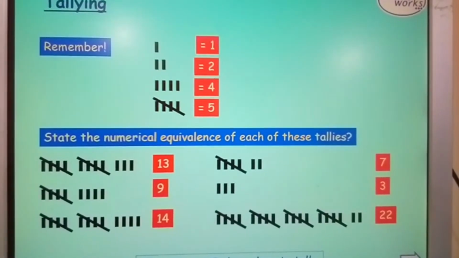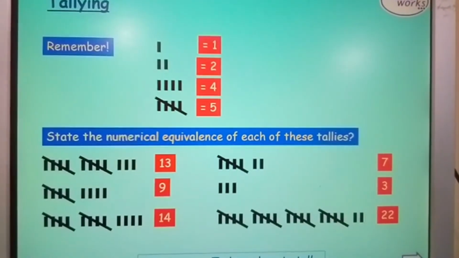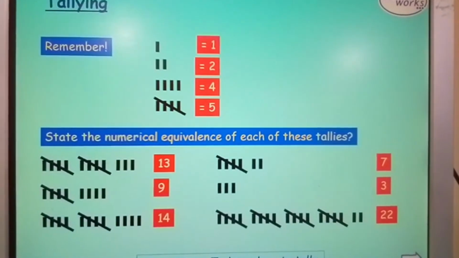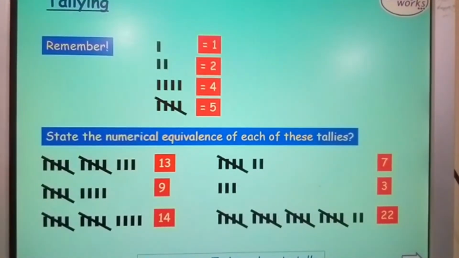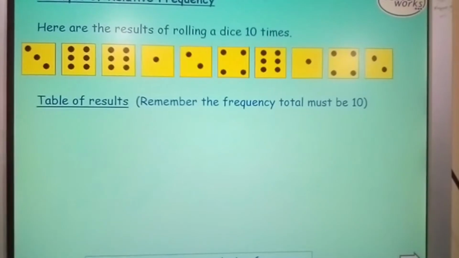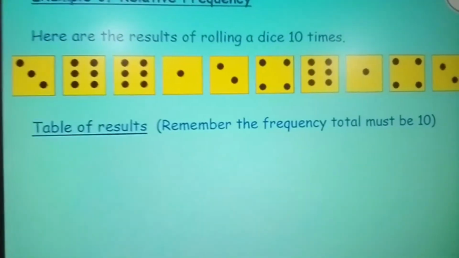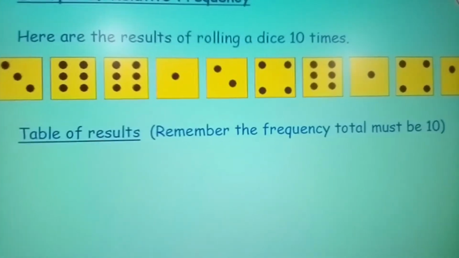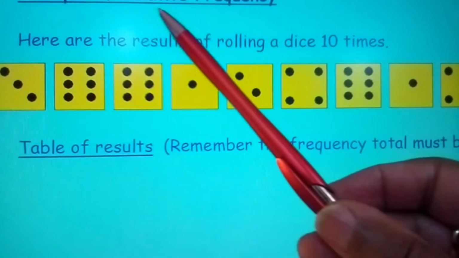Now we are going to use these tallies to bring about some data. And we're going to look at using our data in a manner that gives us a result based on the unexpected. Example of relative frequency. Okay, so let's look at relative frequency. Let me just move in a bit, make sure we can get this in view.